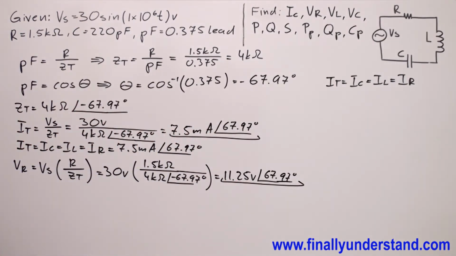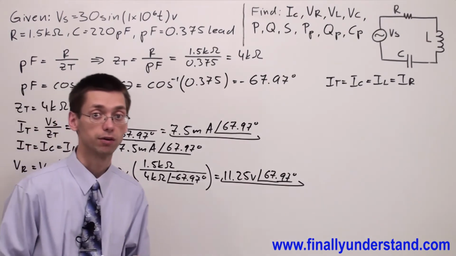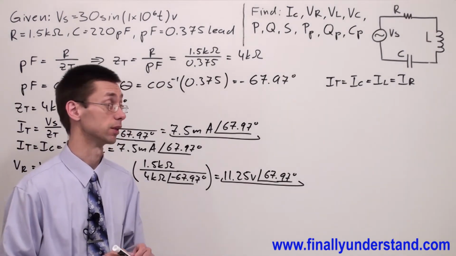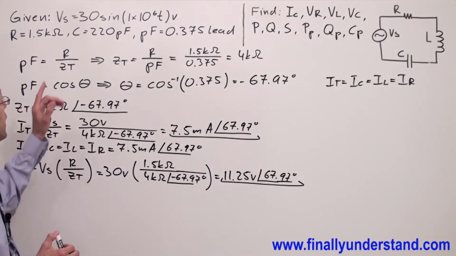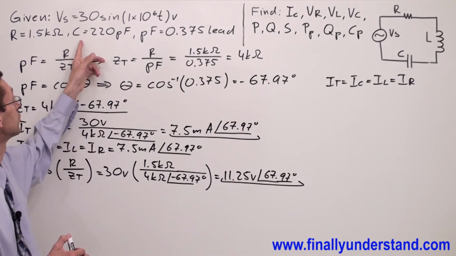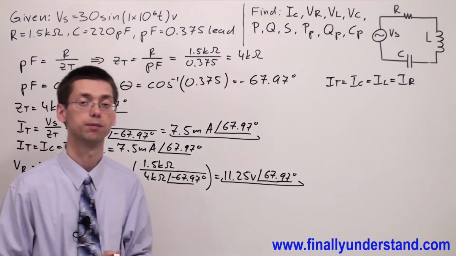Next, we're supposed to find the voltage across the inductor. In order to find the voltage across the inductor, we're supposed to find XL, or impedance of the inductor. But in order to find the impedance of the inductor, I would first find the impedance of the capacitor, because capacitance is given.